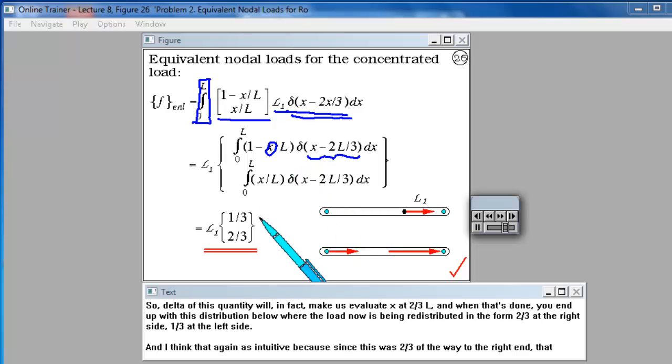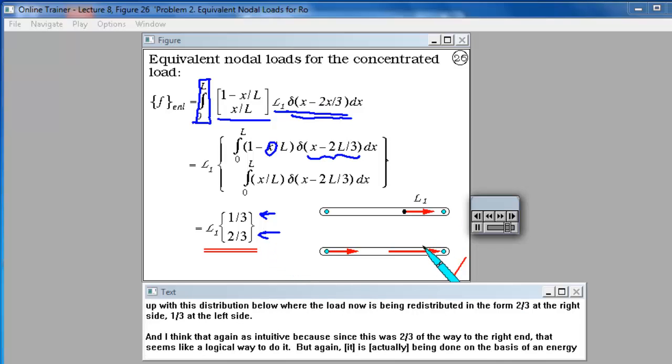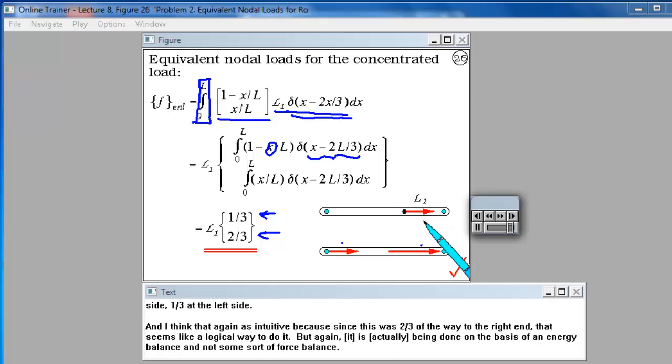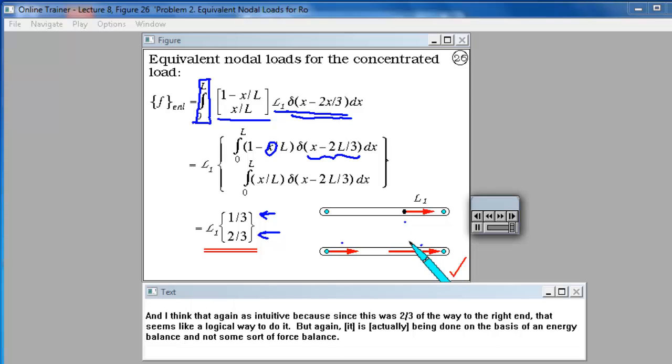And when that's done, you end up with this distribution below, where the load is now redistributed in the form of 2/3 at the right side and 1/3 at the left side. And I think that again is intuitive, because since this was 2/3 of the way to the right end, that seems like a logical way to do it. But again, it is being done on the basis of an energy balance and not some sort of force balance.